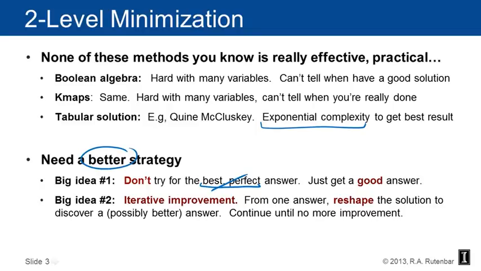And the second is iterative improvement. And what that means is that we're going to take an answer, and then we're going to do something very interesting to that answer. We're going to reshape it in a way that allows us to produce another answer, possibly a better one, and we're just going to keep iterating that until basically it doesn't get any better. That's certainly very different than the way you've seen Boolean algebra for things like minimization so far.